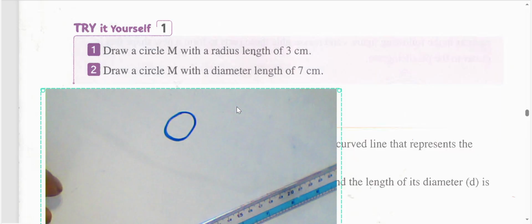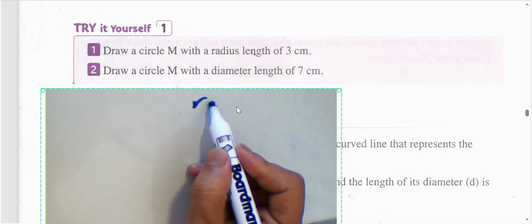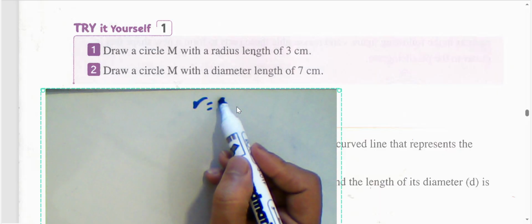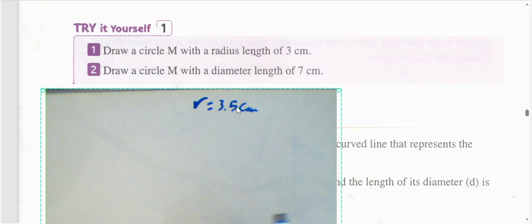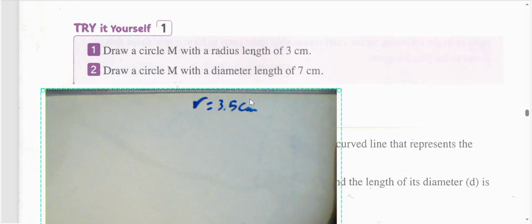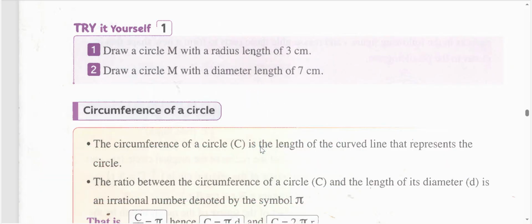Drawing a circle by radius. And question number 2: find the radius first, it equals half of 7. It will be 3.5 centimeters. Then we can draw the circle by the information which he gave me in the example.